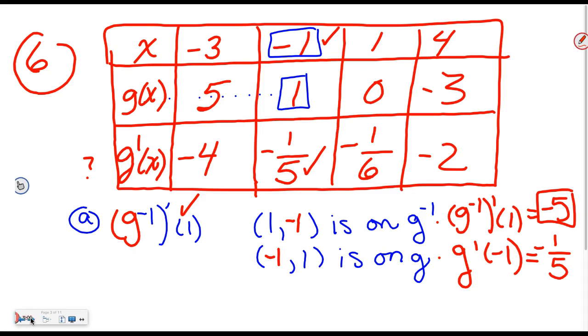Notice the process was identical to number 3. It's just I was given a different situation. I didn't explicitly know what G was. I was given a table for G.